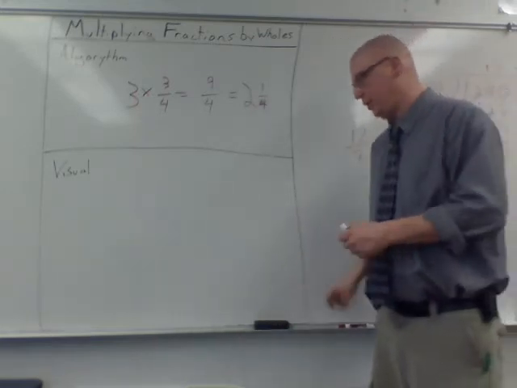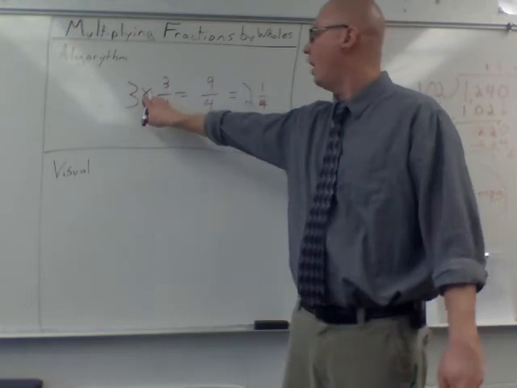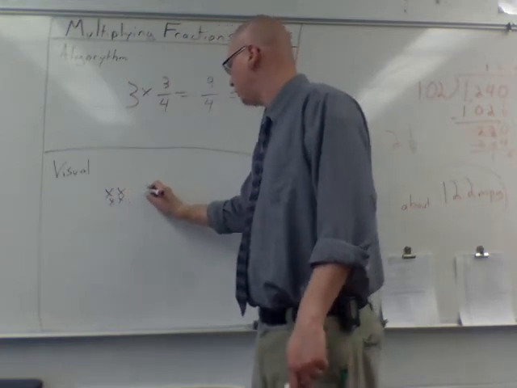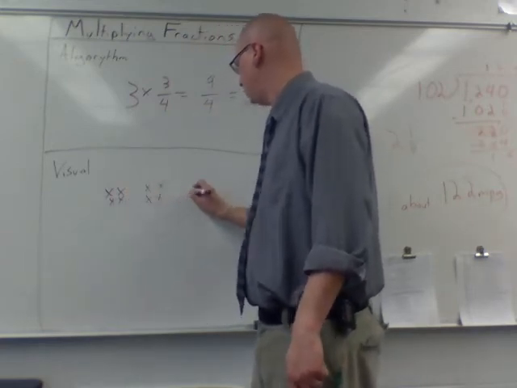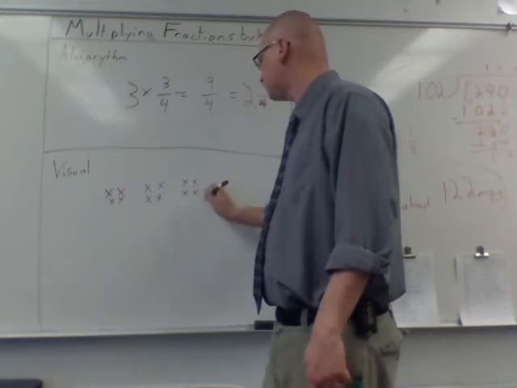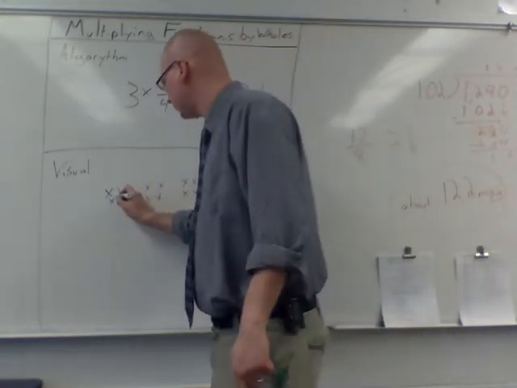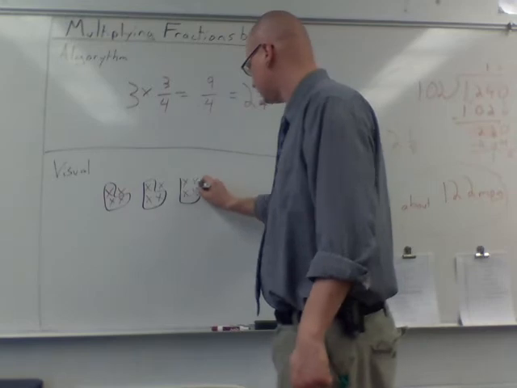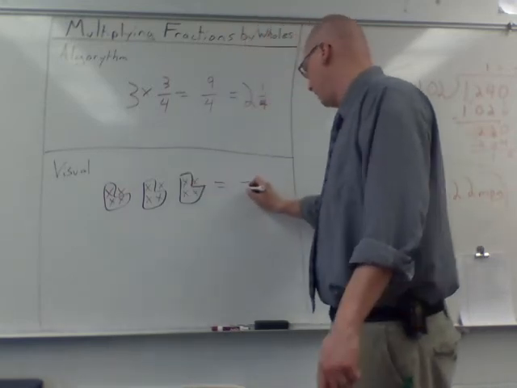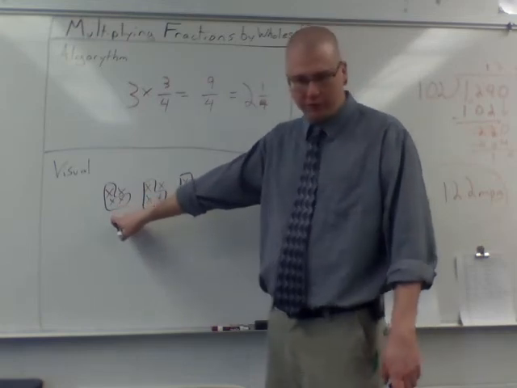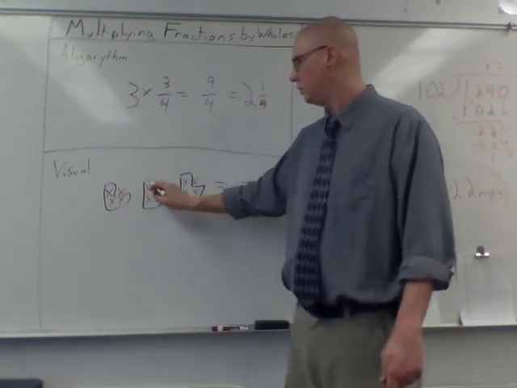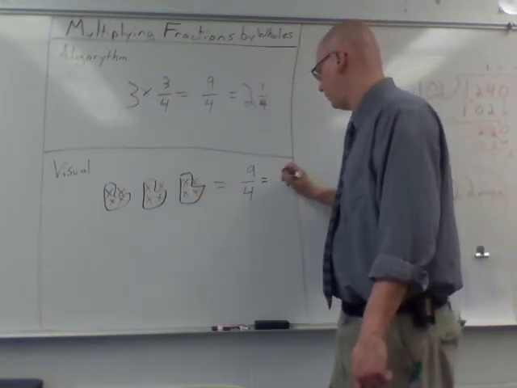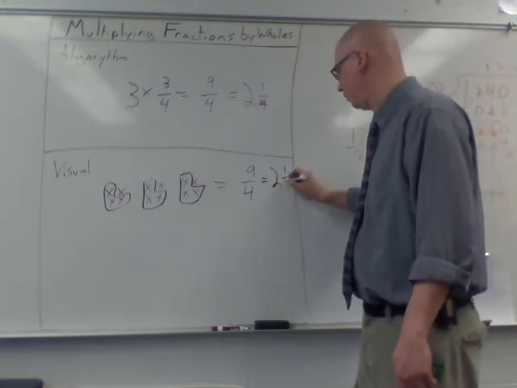So let me do a little diagramming. I need 3 groups of 3/4. 1 group of 4. 2 groups of 4. 3 groups of 4. 3/4. 3/4. 3/4. My common denominator is going to be 4, so I got fourths, fourths, and fourths. 1, 2, 3, 4, 5, 6, 7, 8, 9 fourths. And if I simplify that again, I still get 2 and 1/4.